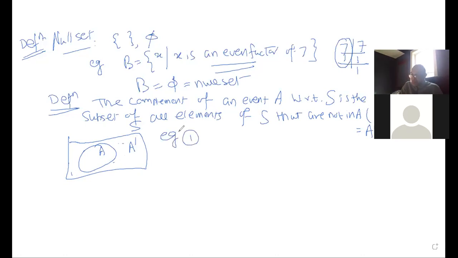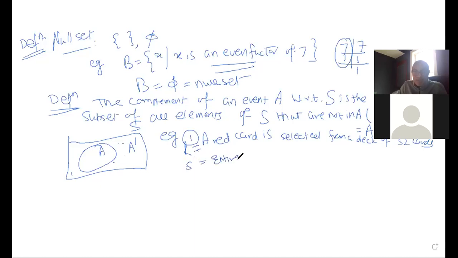One of the examples: suppose event R, a red card is selected from an ordinary deck of 52 cards. Let me write it down for you. A red card is selected from a deck of 52 cards. This is my event R. And S is the entire deck. Entire deck means all 52 cards.